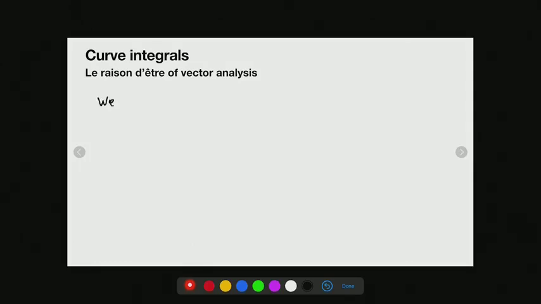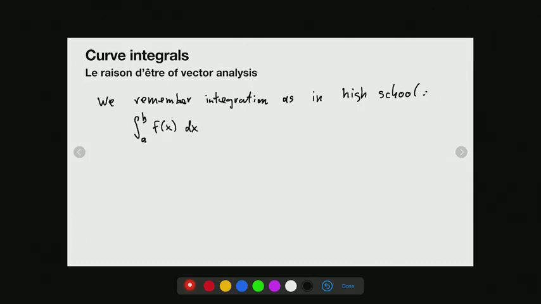Okay, we remember integration in high school. So that's quite standard. We have an integral from a to b. You all remember that. We integrate a function f(x). And generally speaking, we want to integrate f over some interval from a to b. And that's our conceptual starting point.